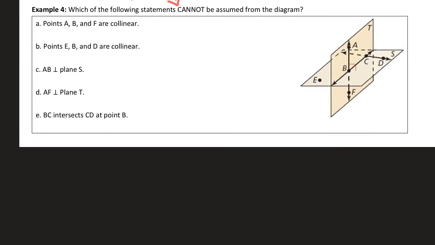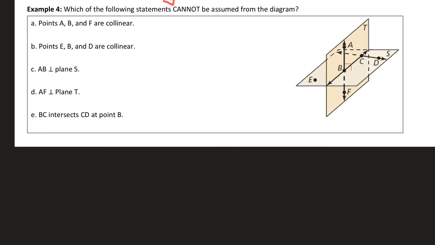So moving ahead, example 4, it says, which of the following statements cannot be assumed by the diagram? So we're just going to do a basic check, yes or no type system here. From this diagram, can I assume that A, B, and F are collinear? Well, let's look at it. A is right here, B is right here, F is right here. I would say that can be assumed, right? They're all drawn as being part of the same line. So we can assume they're collinear.